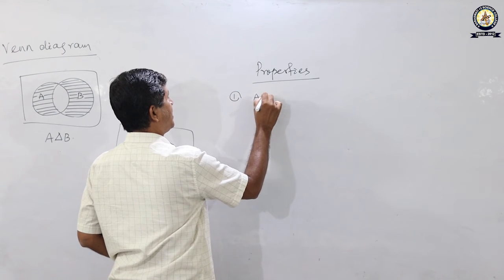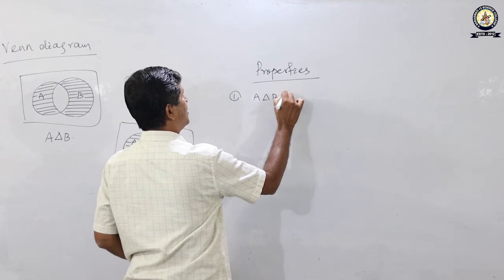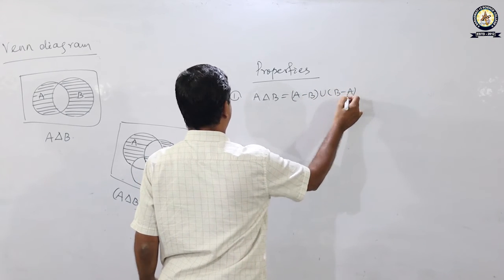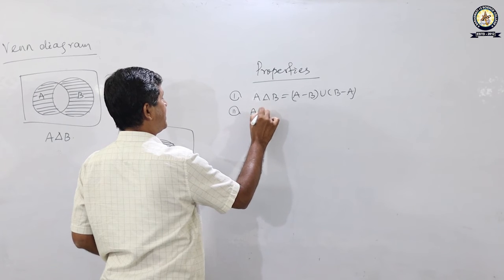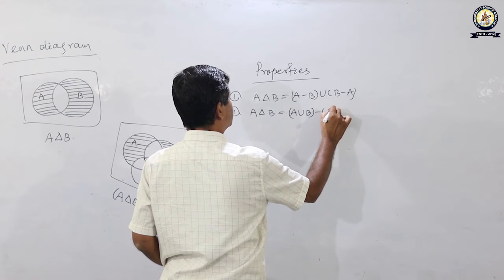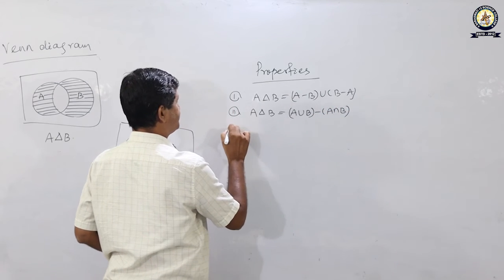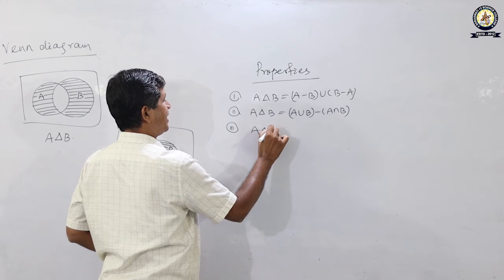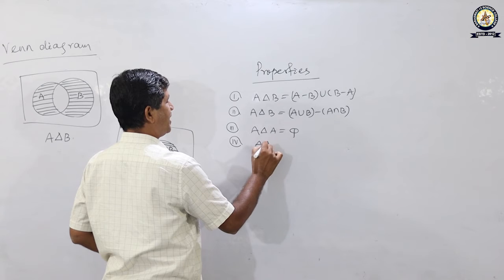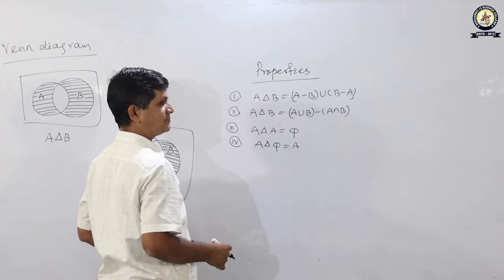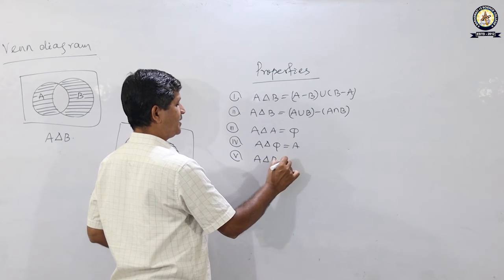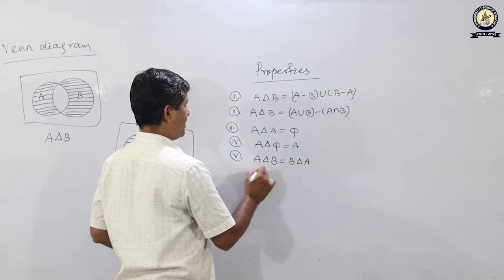First bit, A del B equal to A difference B union B difference A. Second bit, A del B equal to A union B difference A intersection B. Third bit, A del A equals phi. Fourth bit, A del phi equals A. Fifth bit, A del B is equal to B del A.